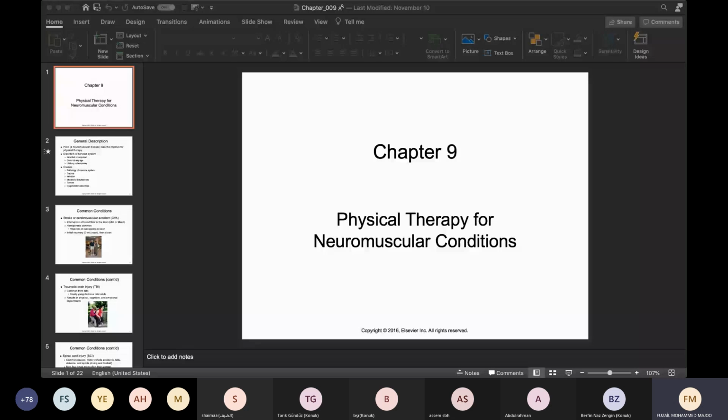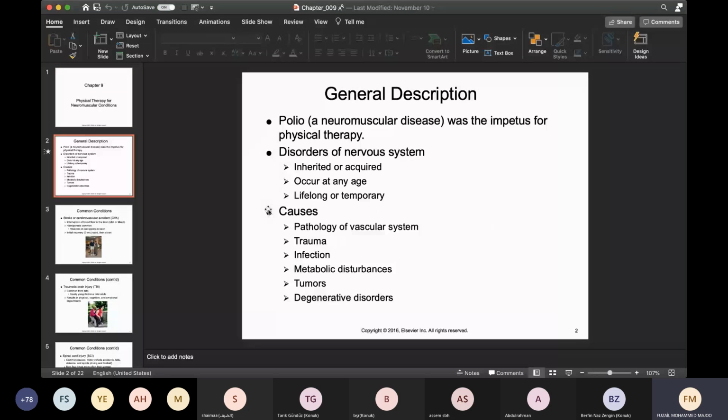Okay, so let's start off with physical therapy for neuromuscular conditions. If you remember back to the very first lesson in the lecture that we had, polio had a huge impact on the evolution of the field of physical therapy. This is the main driver for the field to evolve and take off. After that, there were wars. Wars also ended up contributing.